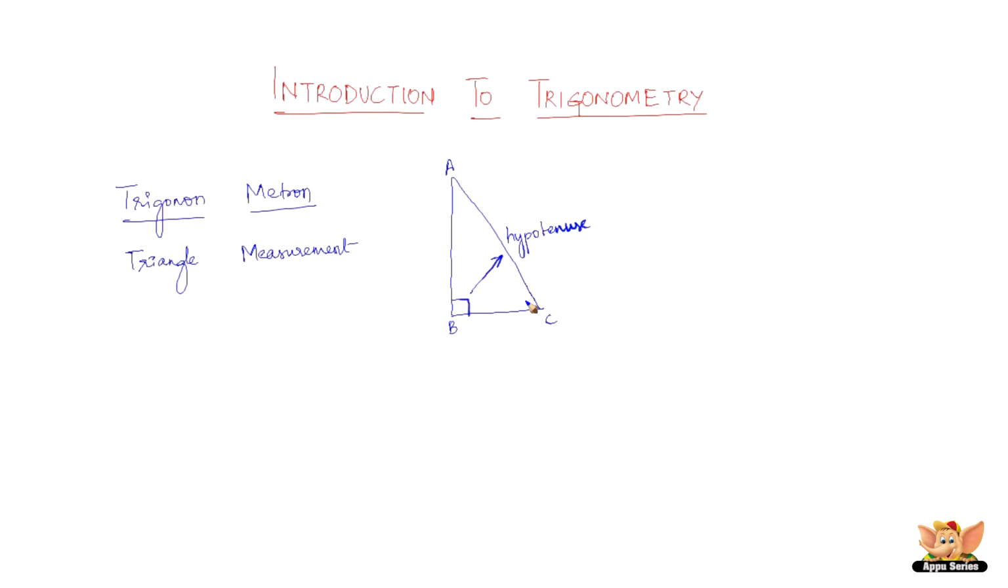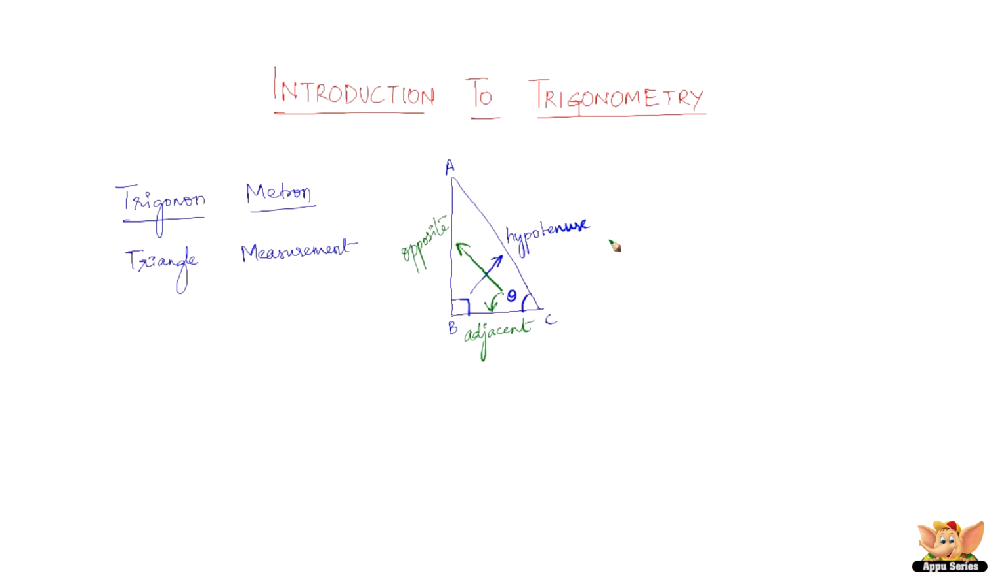Now let's say we have another angle here, which is theta. The side opposite to theta is this one, that is AB. So this is called the opposite. And the side adjacent to this theta is this side BC. So let's call this the adjacent. These are the three main terms as far as a right-angled triangle is concerned, and especially in the topic of trigonometry.